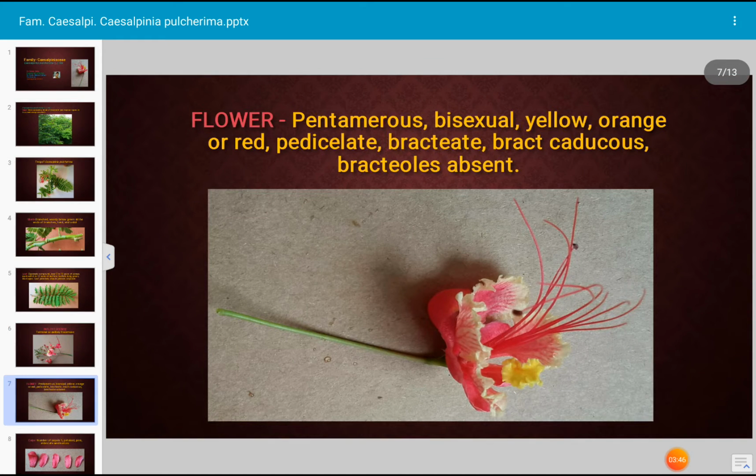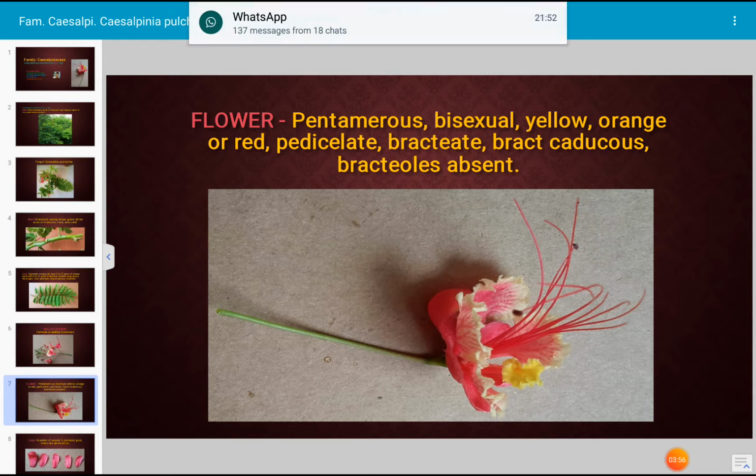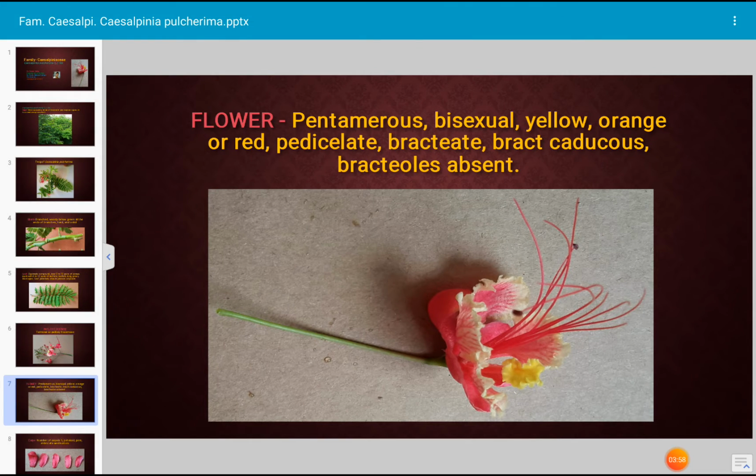Next, let us see the flower. Flower is pentamerous. Penta means 5. There are 5 petals. And it is a bisexual flower. Bi means 2. That means in the flower, androecium as well as gynoecium are present. Androecium is the male part of the flower. Gynoecium is the female part of the flower. Androecium consists of stamens and gynoecium consists of ovary, style and stigma.